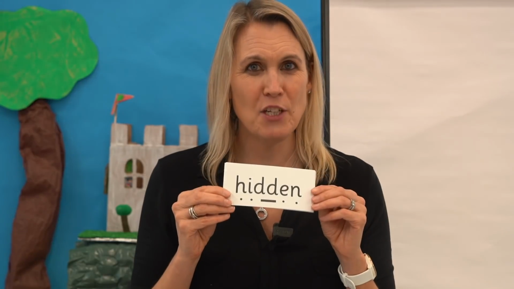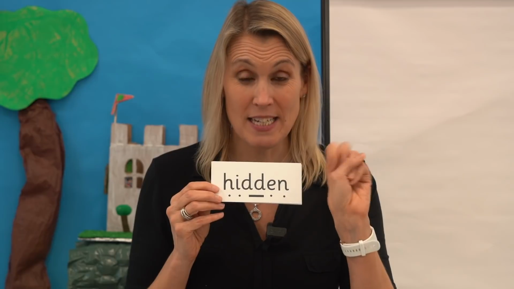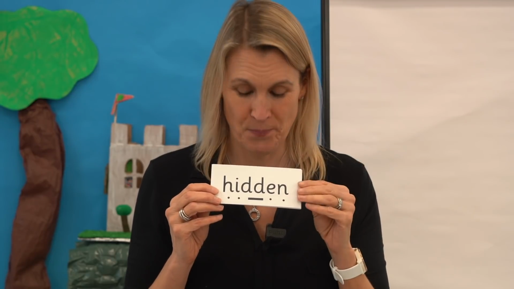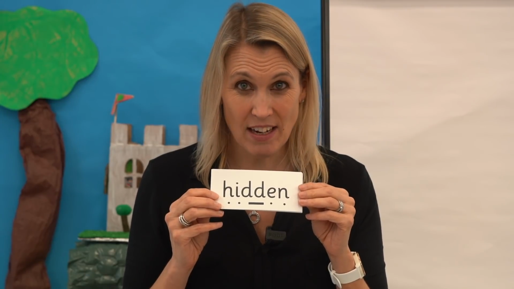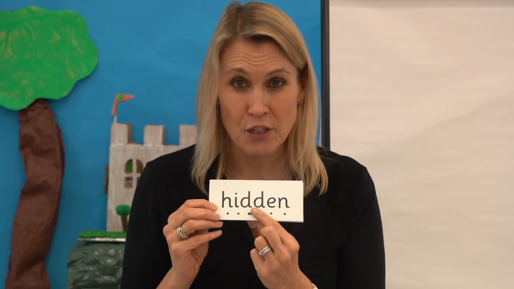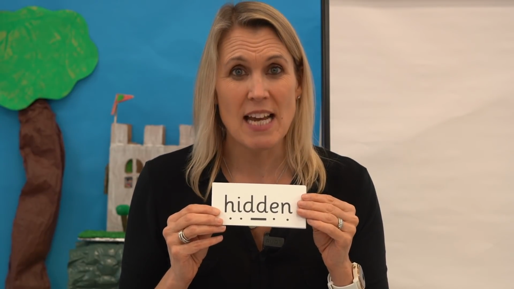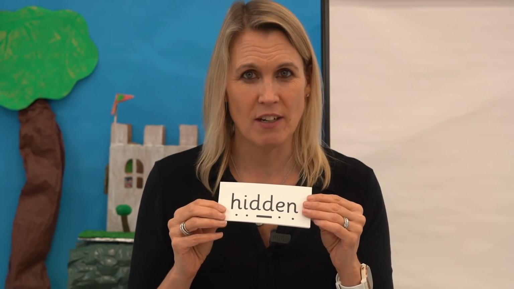That was excellent. Now let's read some words with two syllables. Let's read our first word. Can you spot the digraph? Remember that a digraph is two letters, one sound. Yes, the digraph is dd. It makes the d sound. Read each sound as I point, then blend and read the word. It's a longer word, so let's chunk it up.